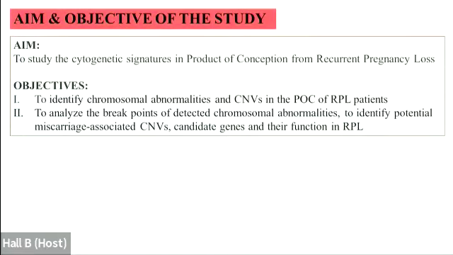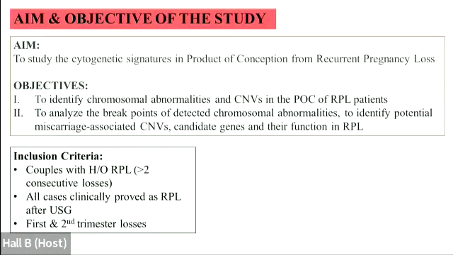With this aim, the study was conducted to evaluate the cytogenetic signatures in product of conception from recurrent pregnancy loss patients. Our primary objective was to identify the chromosomal abnormalities and CNVs in the POCs of RPL patients. And the secondary objective was to analyze the breakpoints of detected chromosomal abnormalities to identify the potential miscarriage-associated CNVs, candidate genes, and their function in RPL.